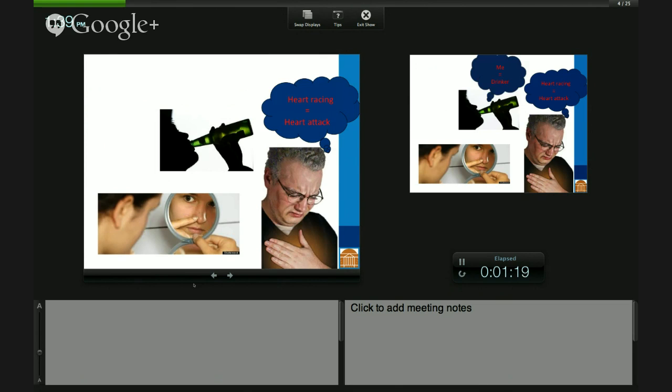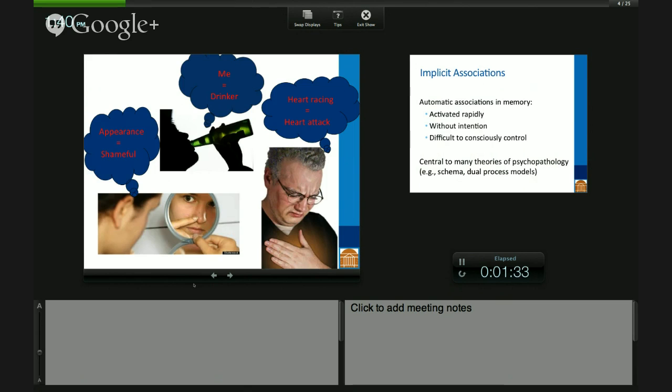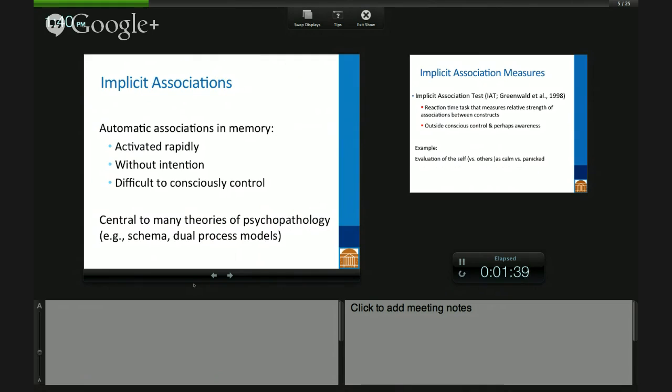So we know that the person with panic disorder has an automatic association of heart racing with a heart attack. The heavy drinker has a self-identity that's closely linked, where they associate the self with being a drinker. The individual with body dysmorphic disorder has associations that their appearance is shameful. And when we talk about implicit associations, we're really talking about automatic associations in memory.